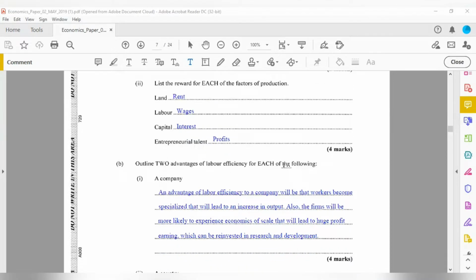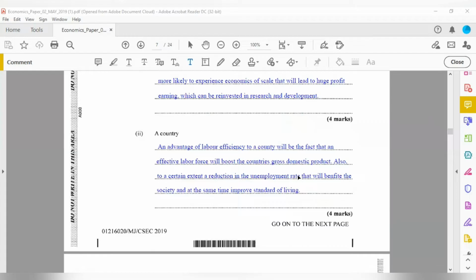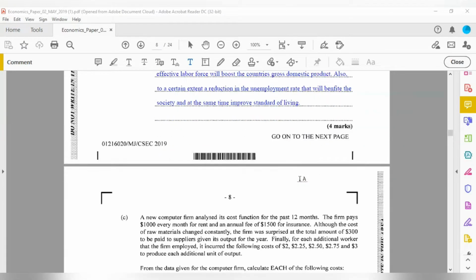Outline two advantages of labor efficiency for each of the following. So a company. An advantage of labor efficiency to a company will be that the worker becomes specialized. That will lead to an increase in output. Also, the firm will be more likely to experience economies of scale that will lead to huge profit earning, which will be reinvested into research and development. For a country, an advantage of labor efficiency will be that an effective labor force will boost the country's gross domestic product. Also, to a certain extent, a reduction in the unemployment rate that will benefit the society and at the same time improve the standard of living.